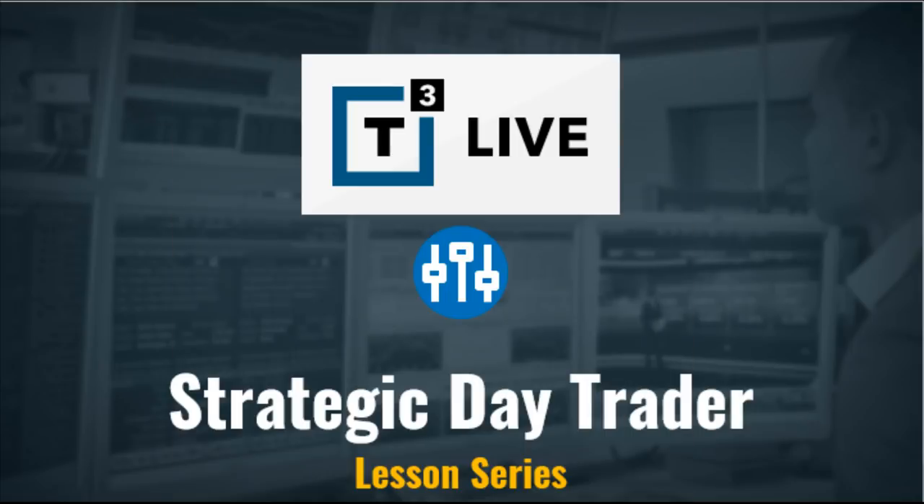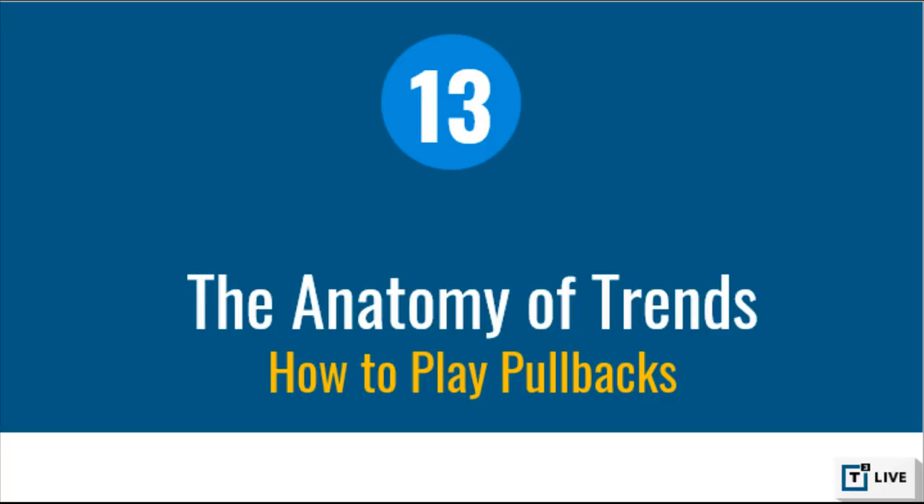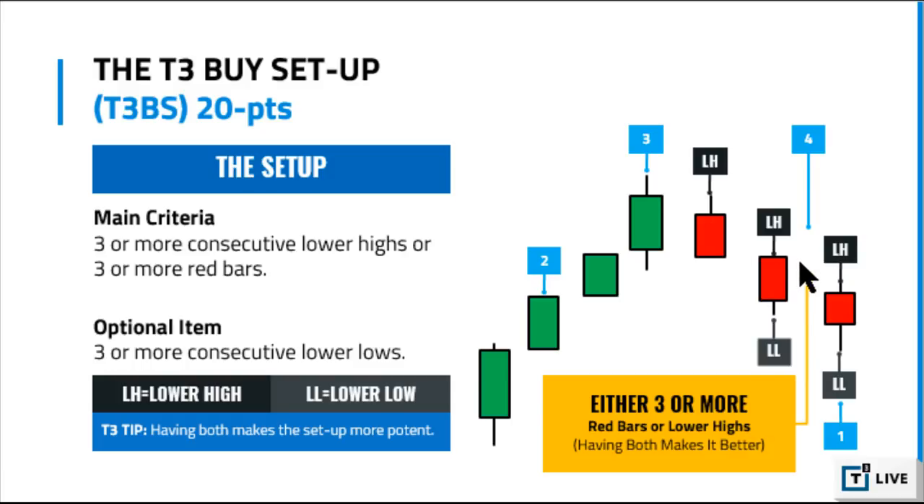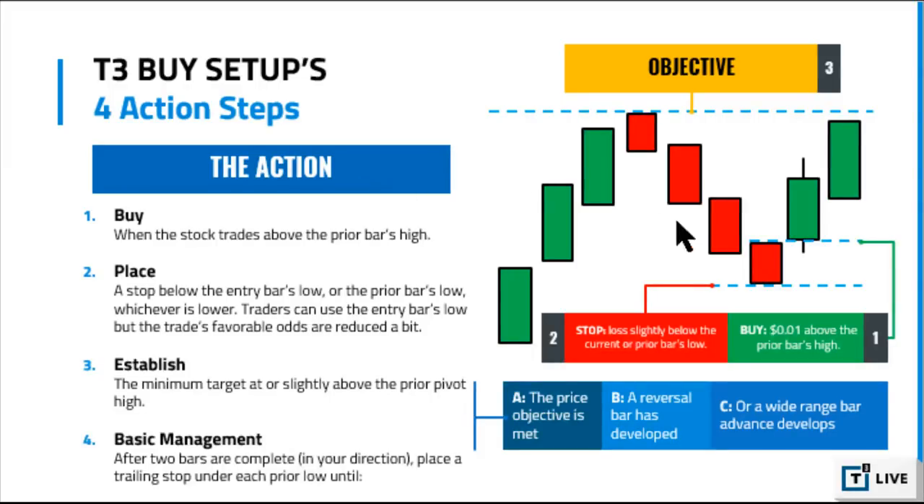But back to our lesson series. Last week we talked about how to play pullbacks. We talked about the criteria for playing a pullback and what to look for: three or more red bars, three or more lower highs, and the optional item was three or more lower lows. If you get that, then you have what we call a T3 buy setup. The entry would be above the red bar's high with a stop under it, and the target would be the prior pivot high, somewhere in that area.